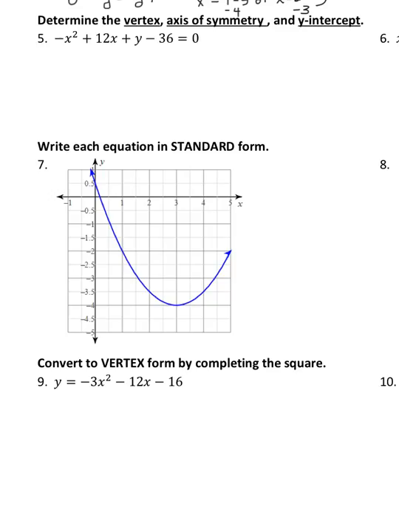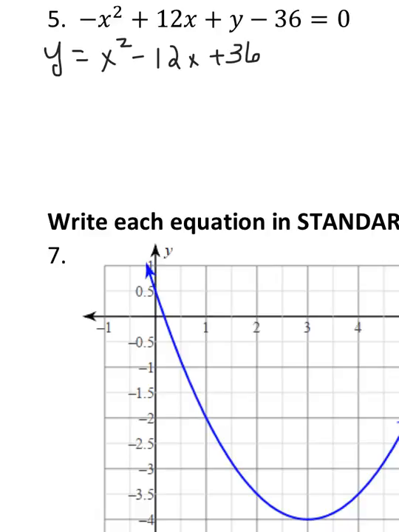Okay, for problem number 5, we're going to determine the vertex, axis of symmetry, and y-intercept of this equation. But the first thing I want to do is set this equation with a y equals, and then set that equal to 0. So we need to get this into the correct format. Okay, so I've moved some things around. I moved this negative x squared to the other side of the equal sign. I also subtracted this 12x, and I added 36. So I ended up with y equals x squared minus 12x plus 36.